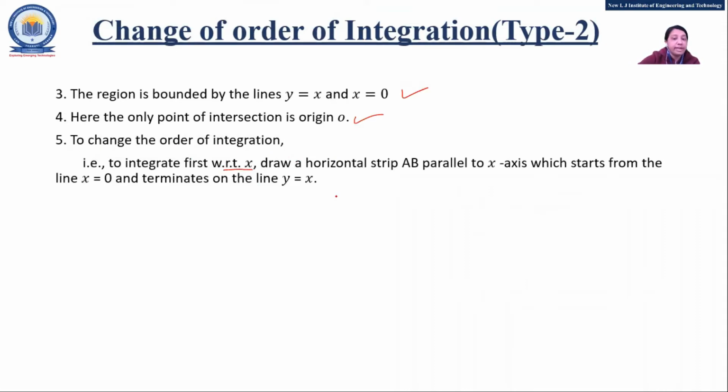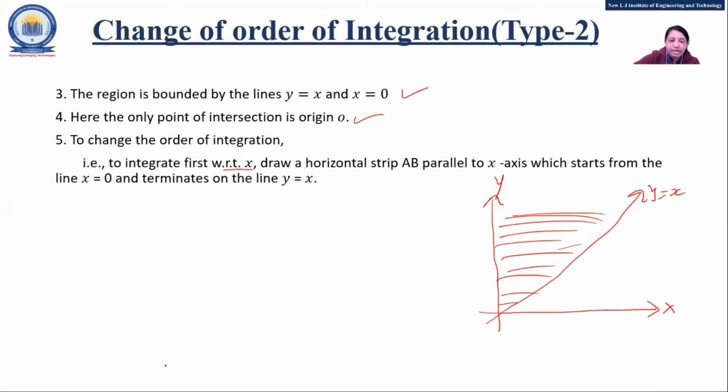Now we want to do with respect to x. So when you want to do with respect to x, your strip must be horizontal. So now we just write down another. You need to draw two figures in this type of question, right? First, what is given and what should be there after changing the order. So see, this is my region. Now I'll draw, instead of a vertical, the horizontal strip. You can see this is my horizontal strip, AB.